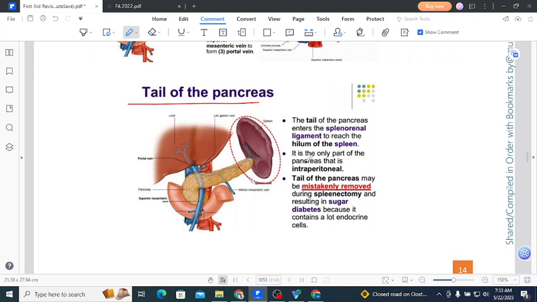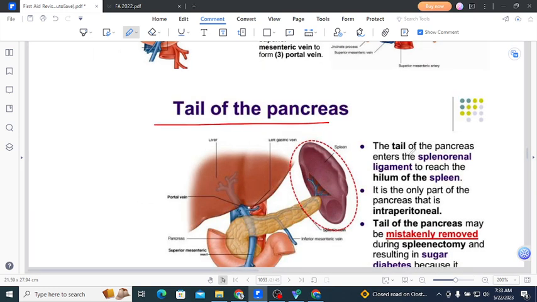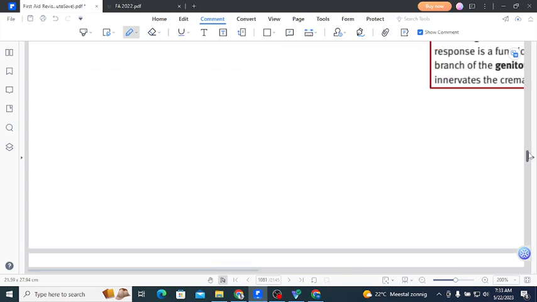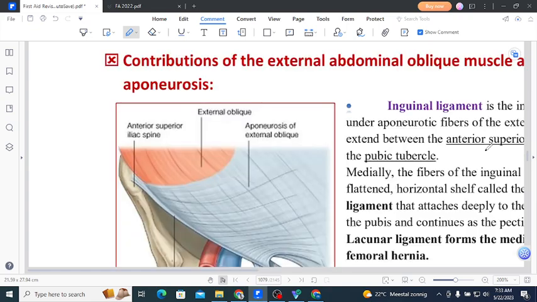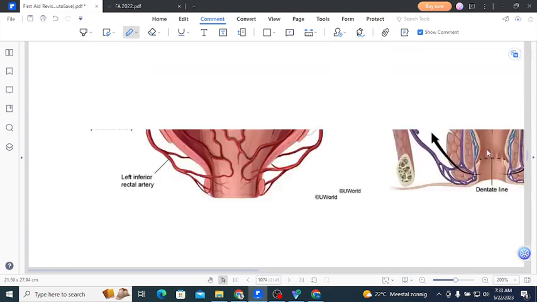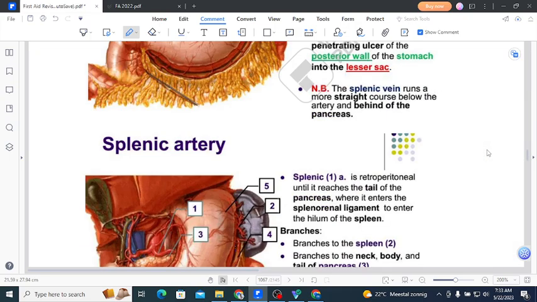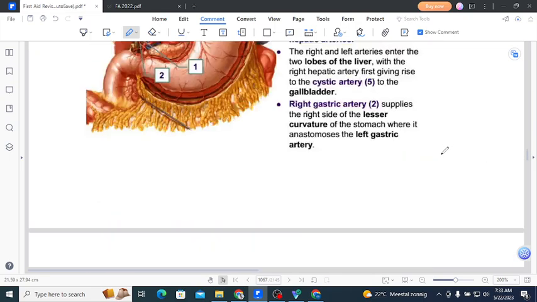The tail of the pancreas enters the splenorenal ligament to reach the hilum of the spleen. It is the only part of the pancreas that is intraperitoneal. The rest of the pancreas is secondarily retroperitoneal. Just give me a second. Actually, there was a mess up. I guess we were here, almost here.